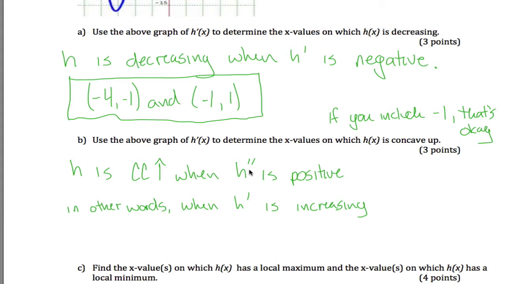since h double prime is the derivative of h prime, think about this as my graph. If my graph is increasing, then that means its derivative is positive. So what I'm getting at is h prime is increasing means h double prime is positive. If h double prime is positive, that means we're concave up. So to figure out when this thing is concave up, what I have to do is look at h prime, because that's what's given to me, and figure out when it's increasing.